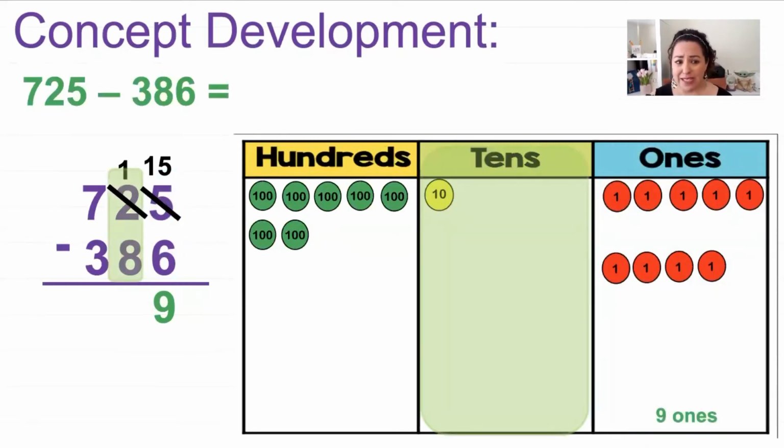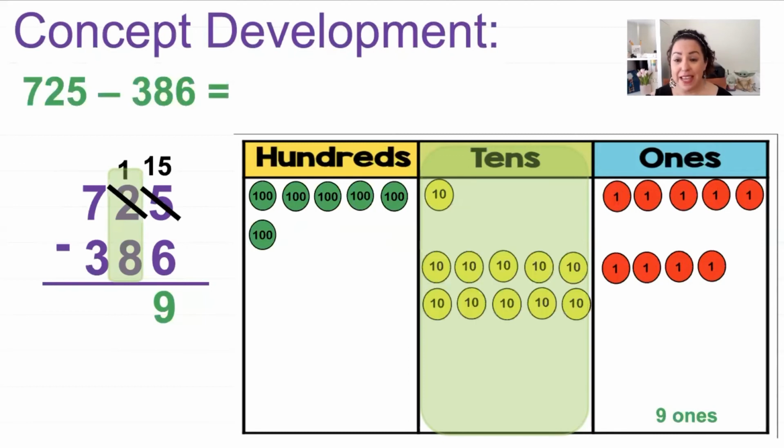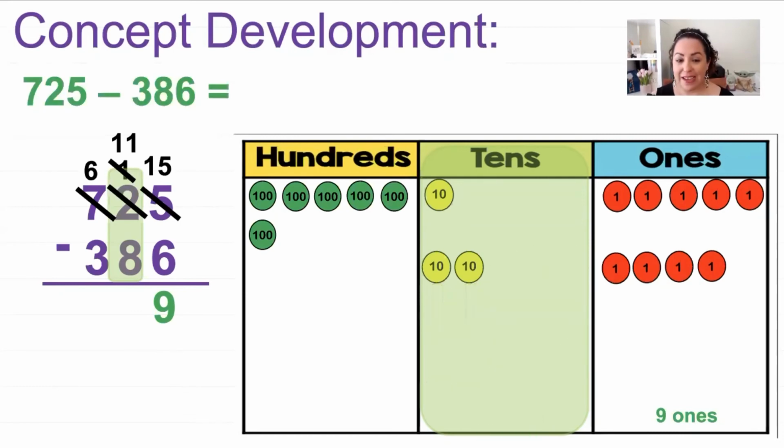I only have 1 10, but I need to subtract 8. So for sure, if there's more on the floor, then I've got to go next door and get 10 more. And there they are. So I now have 11 tens. Let's go ahead and show what that looks like on the algorithm. I had 7 hundreds, but now I have 6 hundreds. And then I had 1 10, but now I have 11 tens. So what's 11 tens take away 8? Well, let's take them away. And I am left with 3 tens. So I put that right there in my algorithm.